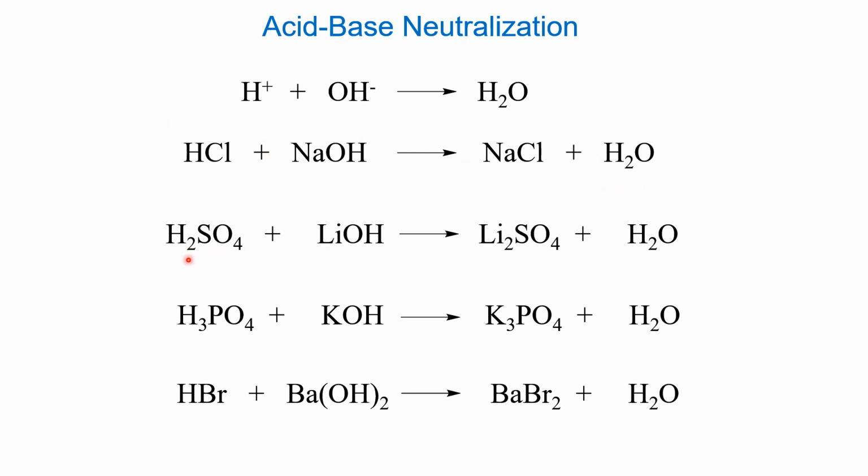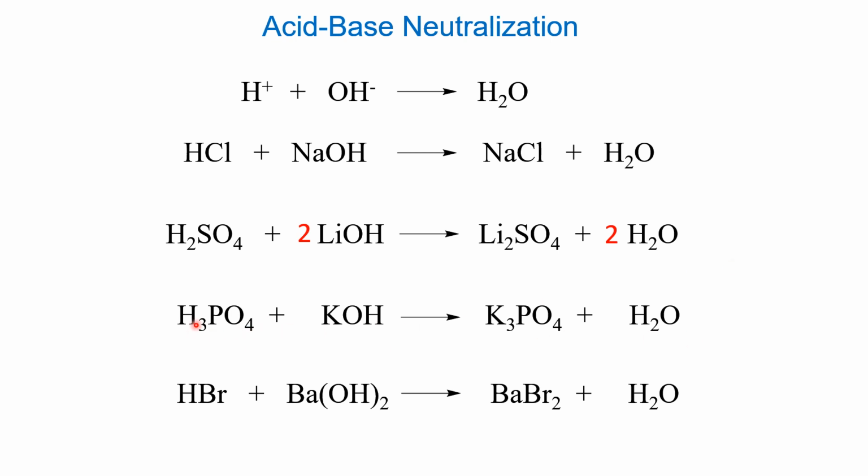For this one, sulfuric acid, there are two protons, and lithium hydroxide has just one hydroxide. So you may need to change the coefficient to 2 because you know it's a 1 to 1 ratio. If you have 2 protons, you need 2 hydroxide. And you will produce 2 water here, of course, because it's also 1 to 1 to 1. It's kind of a proportion, right? Now look at the lithium sulfate. 2 lithium, 1 sulfate, 1 sulfate. So it's balanced. So this is done.